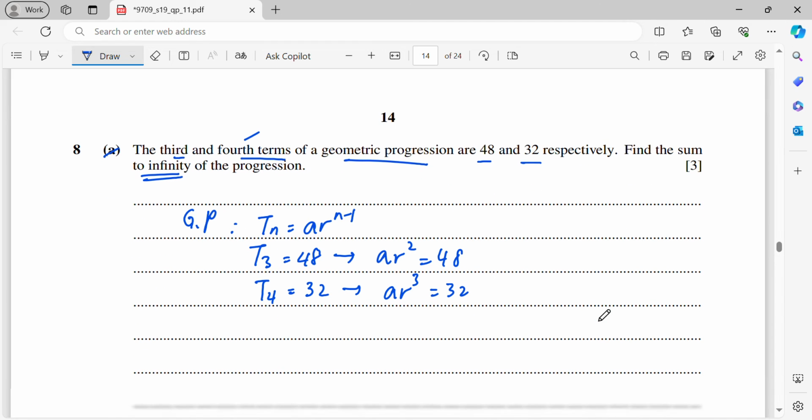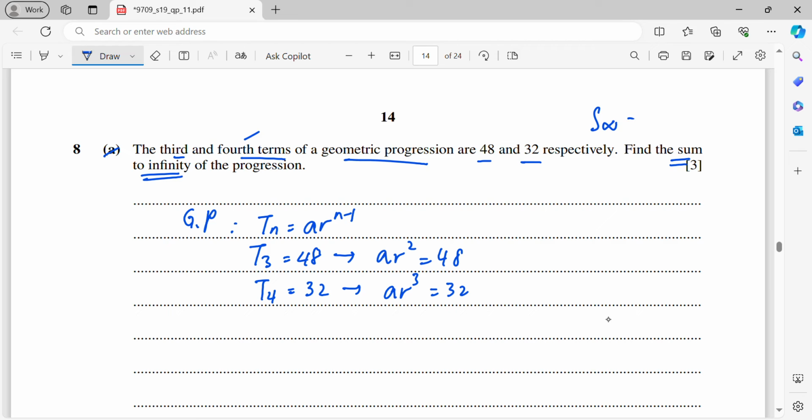And now, to find the sum to infinity, basically this sum to infinity is S infinity equals A over 1 minus R, which means I need to find out the A and R first before I calculate the sum to infinity. So now I need to solve these two simultaneous equations. So I use the second equation divided by the first equation.